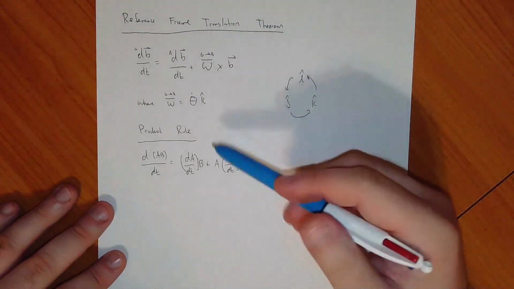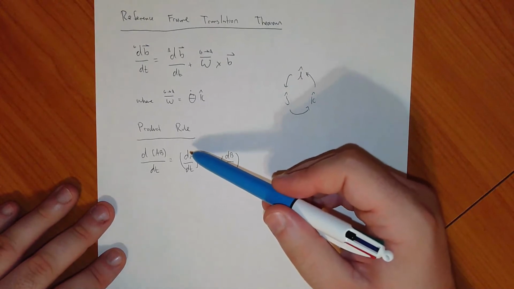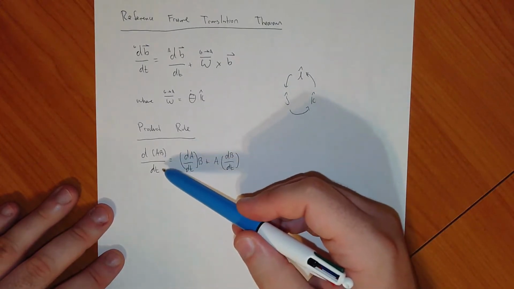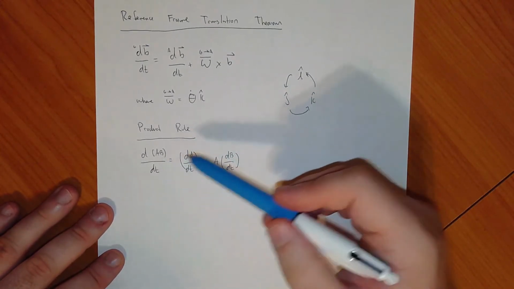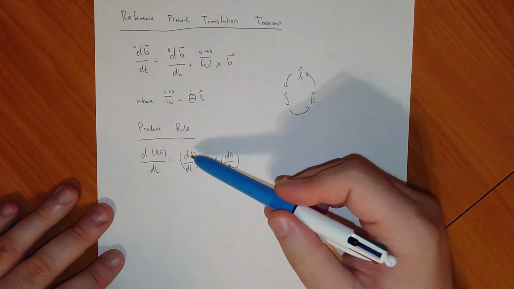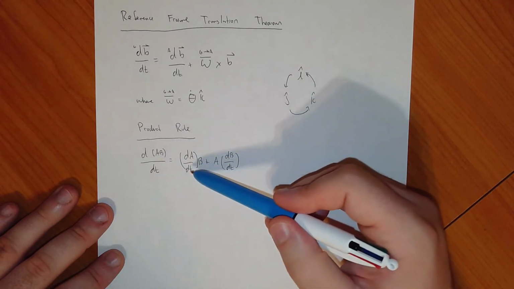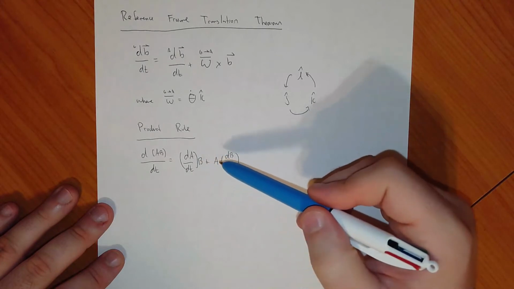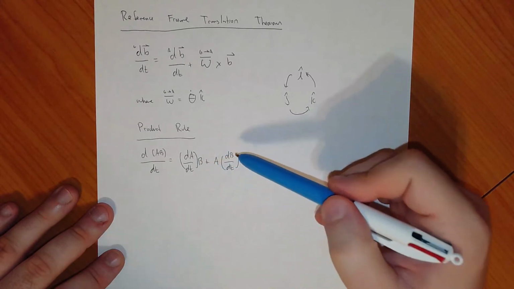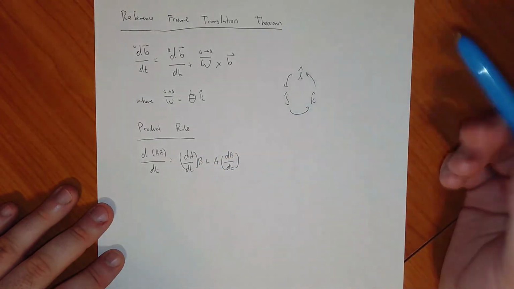And then another reminder is we've got the product rule here, which is if you take a derivative of a product with respect to time, that derivative works out to be the derivative of the first term with respect to time times the second plus the first term times the derivative of the second term with respect to time. So it's just a reminder.